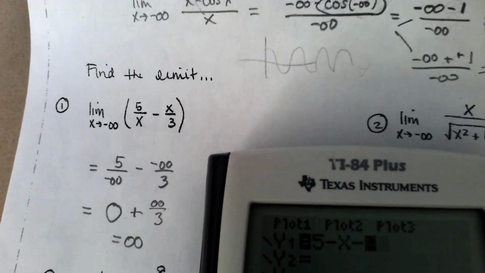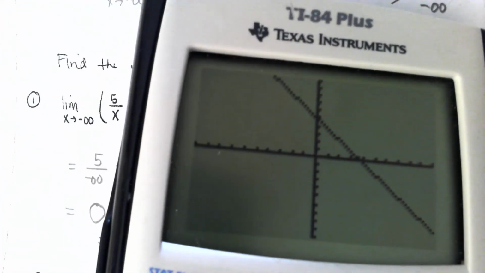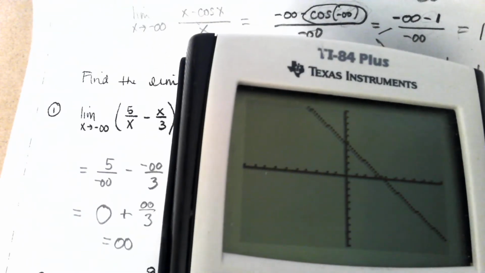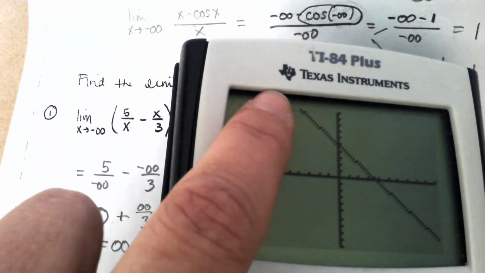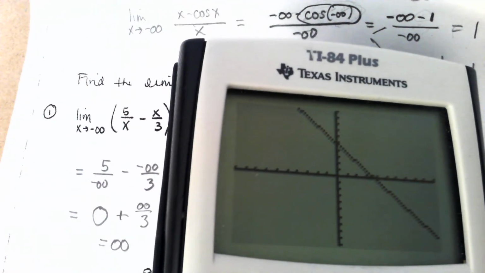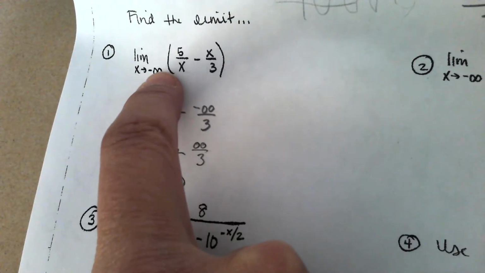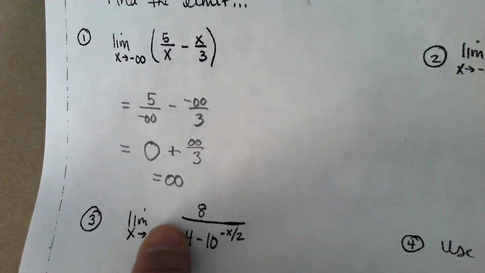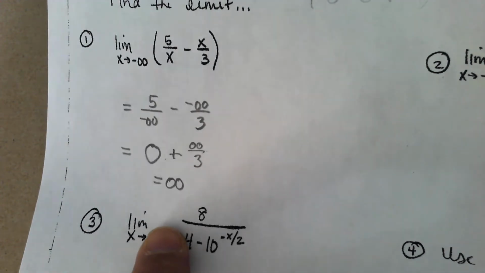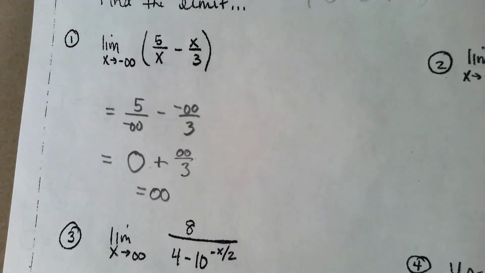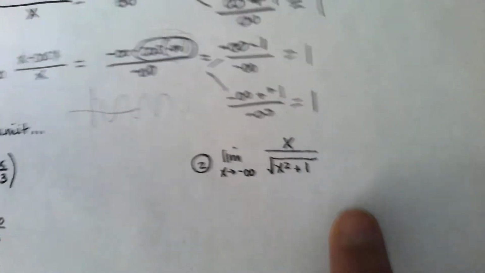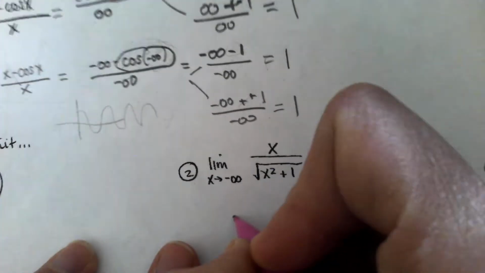This 5 over x minus x over 3 graph, well, we can see as x approaches negative infinity, this is going towards infinity. It's not flattening out at any horizontal asymptote. So when your answer, as you approach infinity, is an infinity, you then know that there is no horizontal asymptote in that direction. Okay? On this next one, plug in negative infinity.